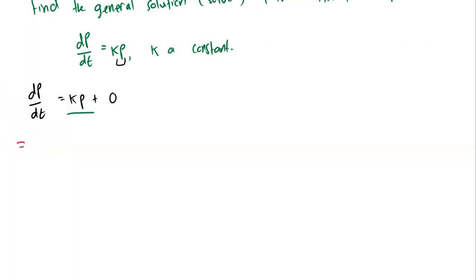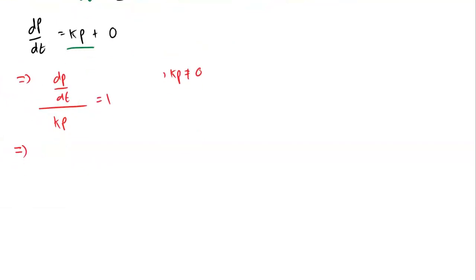Okay, so we have that dp dt divided by kp equals 1. And then again, we're assuming that kp is not equal to 0. Integrate both sides with respect to t. And from now on, you can skip these steps if you want. So I'm going to write all the steps, and I'm going to tell you which one you can skip to. So here we take the integral with respect to t of both sides.